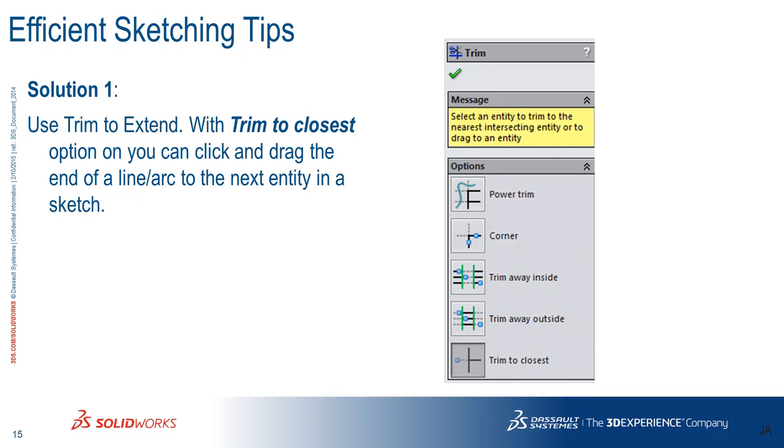So solution one, you can use trim to extend. How many people knew you could use trim to extend? Oh, that's a good number of people. Nice. So you can click and drag the end of a line or arc to the next entity in a sketch. You've got to be set for trim to closest, which, if you've used SolidWorks for a long time, you know used to be the only option you had.